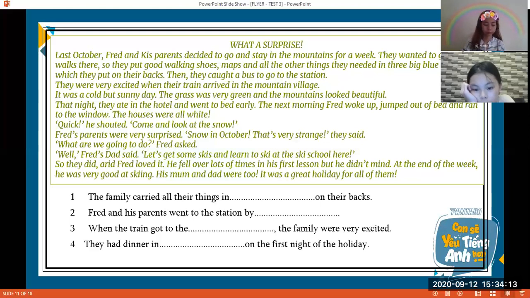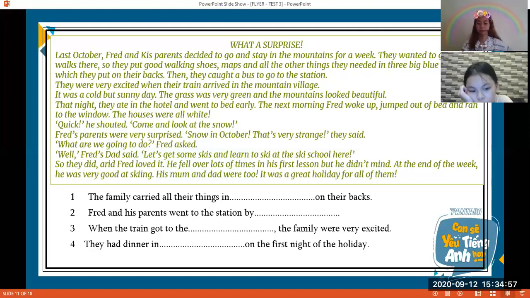When the train got to the mountain village, the family were very excited. What is the answer in number 3? Mountain village. Is that right?